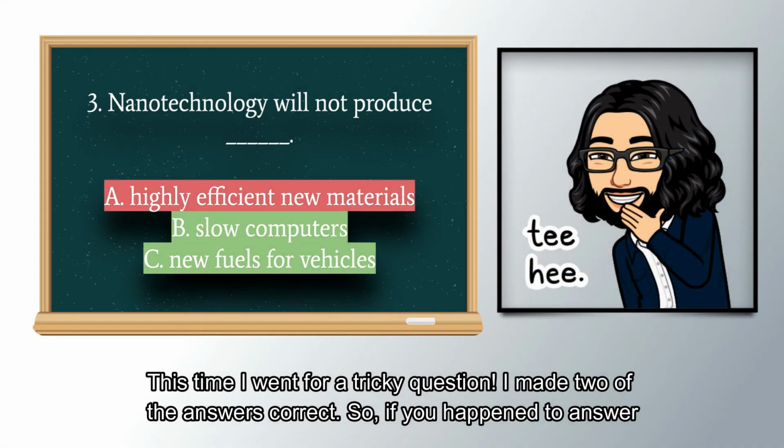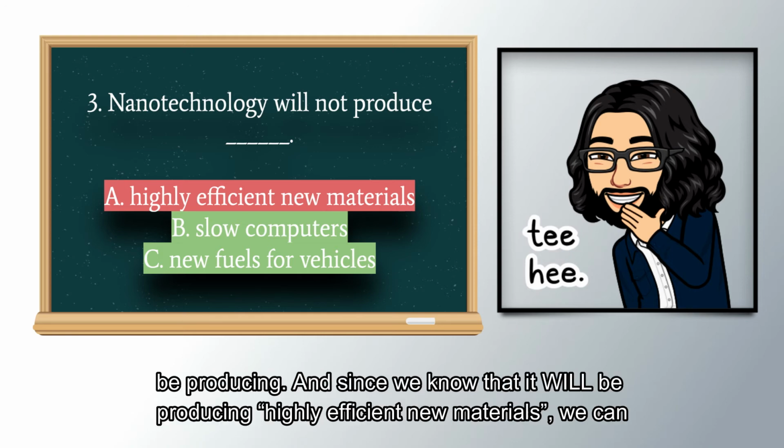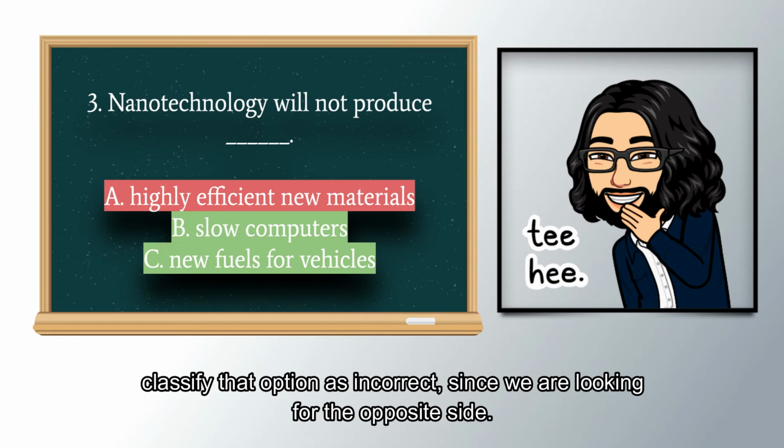This time I went for a tricky question. I made 2 of the answers correct, so if you happen to answer either B or C, you are correct, my friend. In this case, I asked what nanotech will not be producing. And since we know that it will be producing highly efficient new materials, we can classify this option as incorrect, since we are looking for the opposite side.